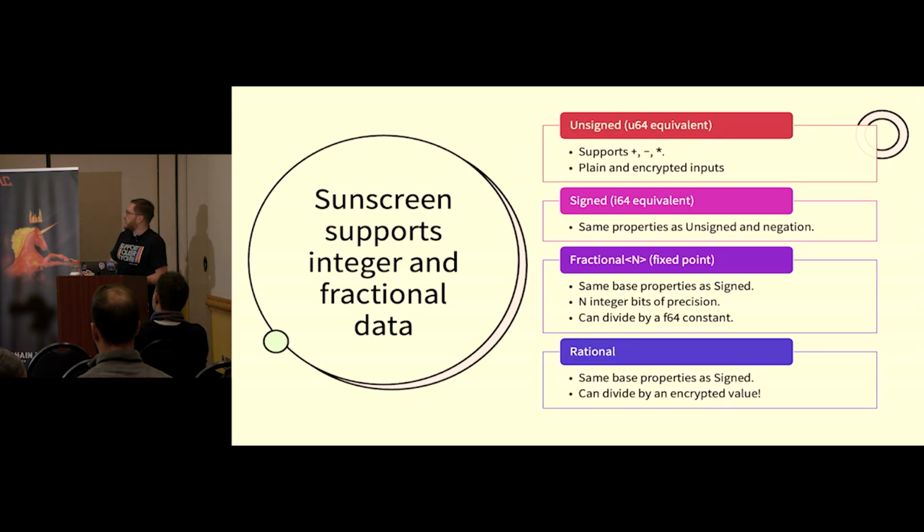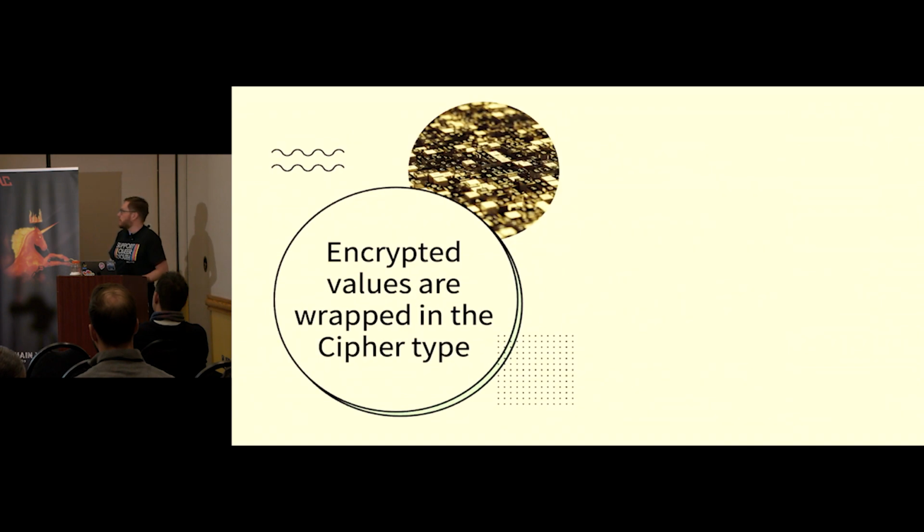And then we have another type here called rational. Rational has the same base properties as signed, but you can divide by an encrypted value. The reason these are in this order is that as you go down this list, it takes more space and more time to compute on these data types. Essentially, a rational is two signed values, the numerator and the denominator, and that's how you end up being able to do division.